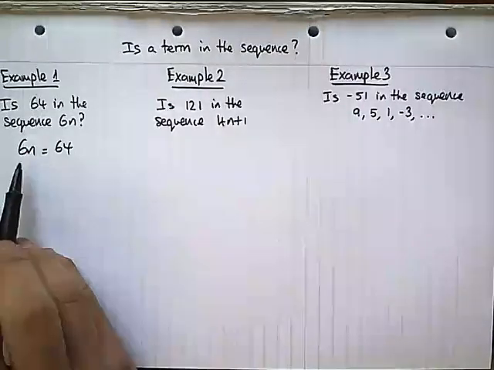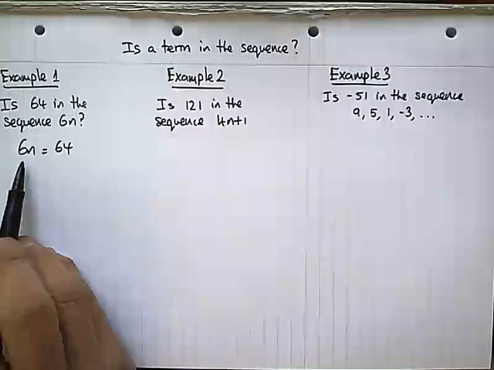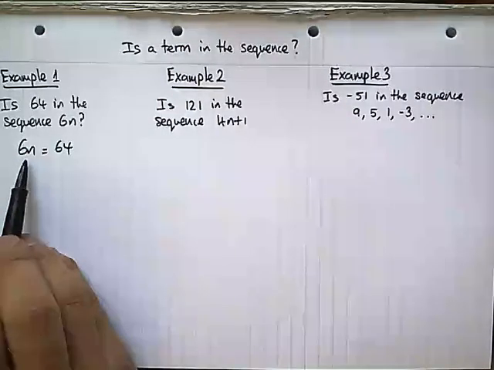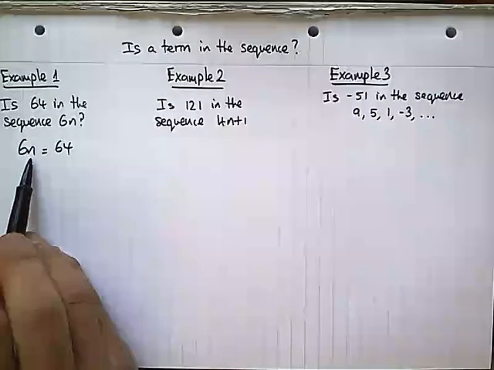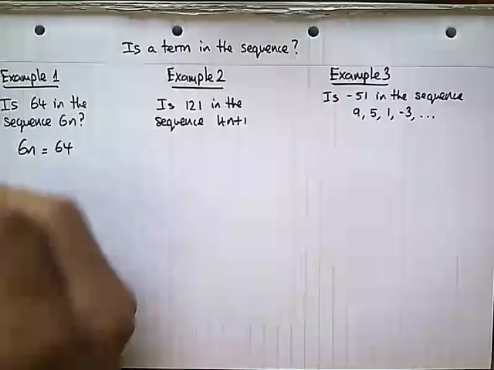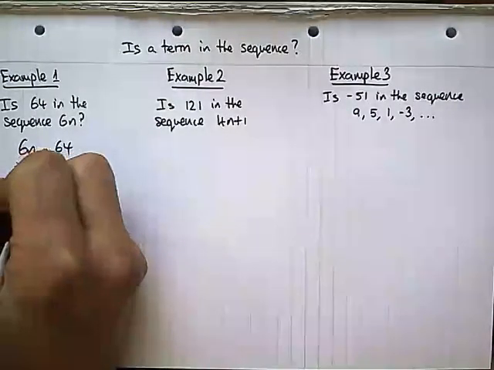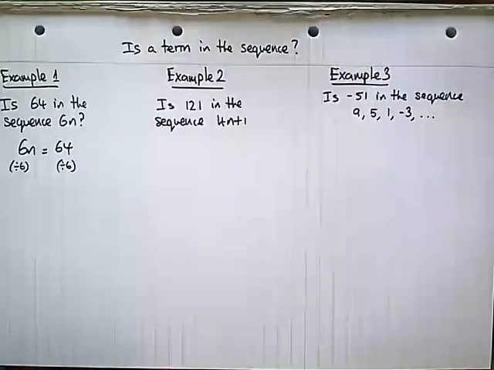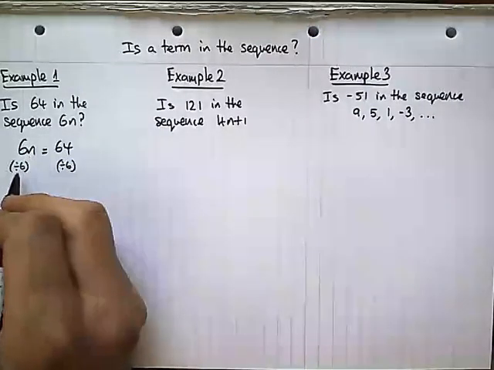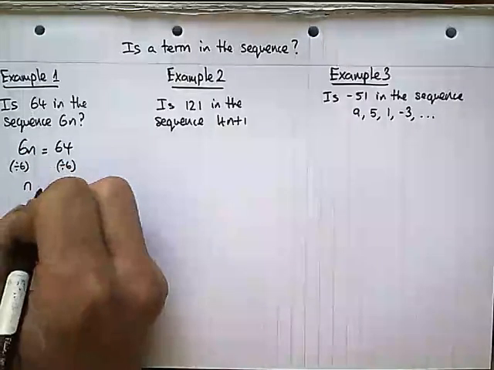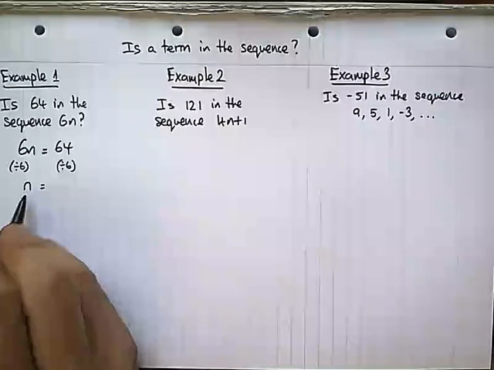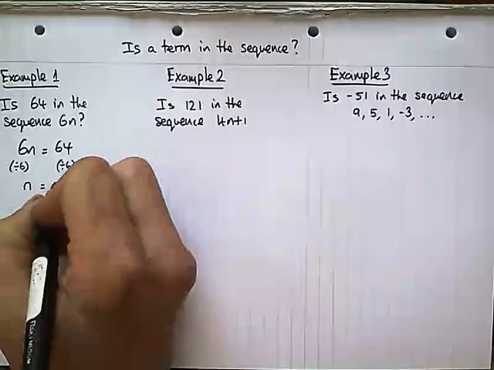So the way we solve this equation is, remember, we undo what's being done to the letter. This is 6 times n, so to undo 6 times, we divide by 6. We divide both sides by 6. 6n divided by 6 will just leave n. So my n number, my term number, will be 64 divided by 6.